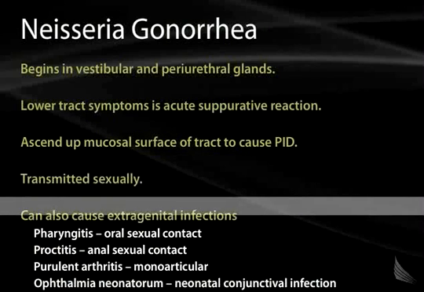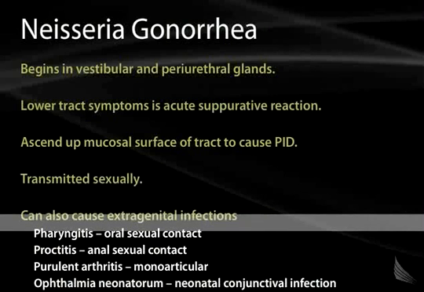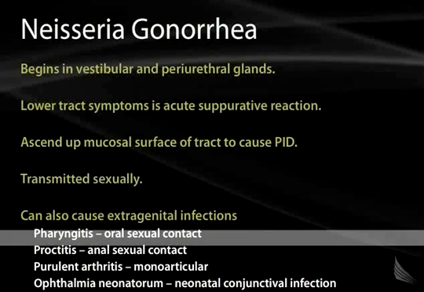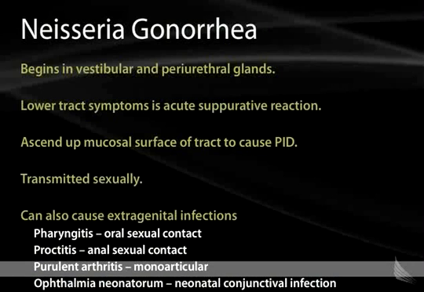Now, Neisseria can also cause extragenital infections: pharyngitis from oral sexual contact, proctitis from anal sexual contact, and a purulent arthritis, often monoarticular, from untreated disease, and ophthalmia neonatorum, neonatal conjunctival infections, which are the reason why all neonates receive appropriate antibiotic treatment to their eyes after birth.